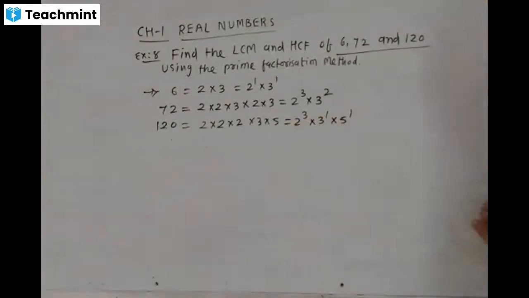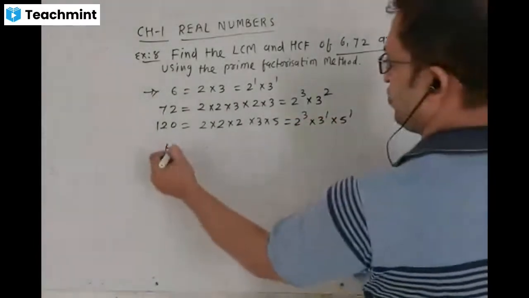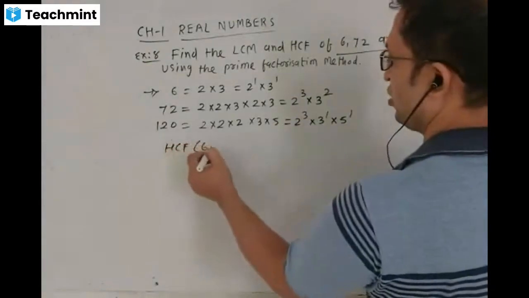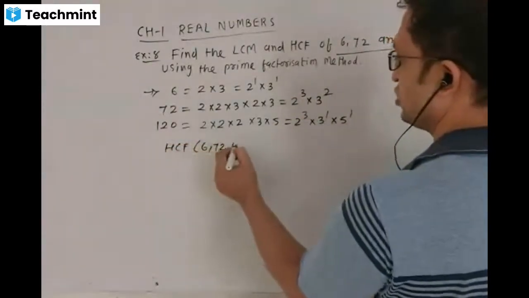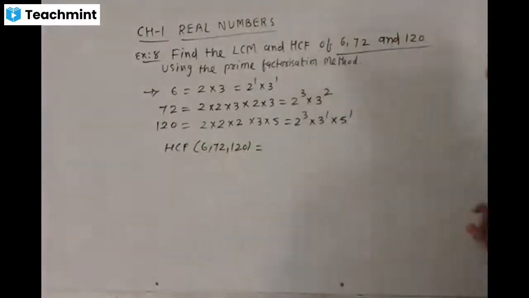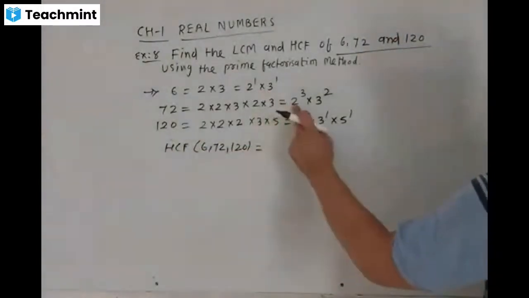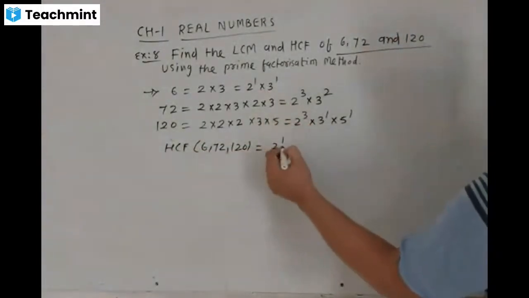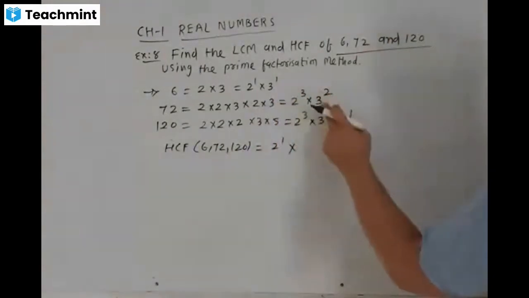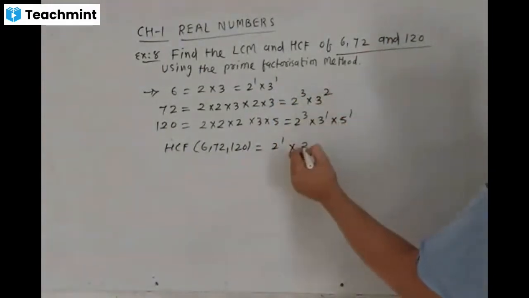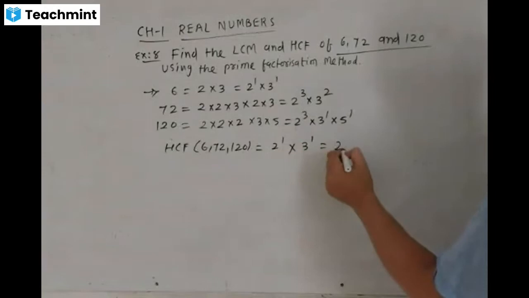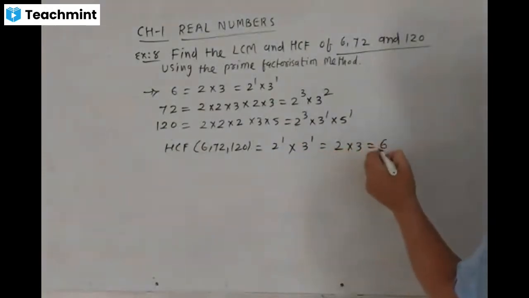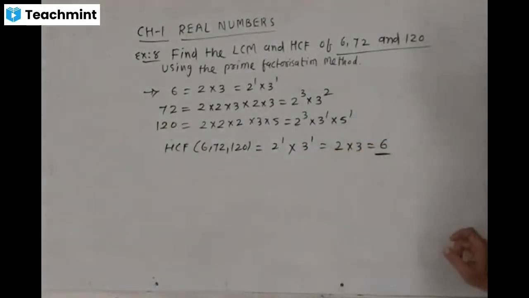What is the meaning of HCF? HCF means the least common power of the primes. What is the lowest common power of 2? 2 raised to 1, 2 raised to 3, 2 raised to 3, that is 2 raised to 1. 3 raised to 1, 3 raised to 2, 3 raised to 1, that is 3 raised to 1 is the common power. That is 2 into 3, which is equal to 6. Therefore, HCF of the numbers is 6.